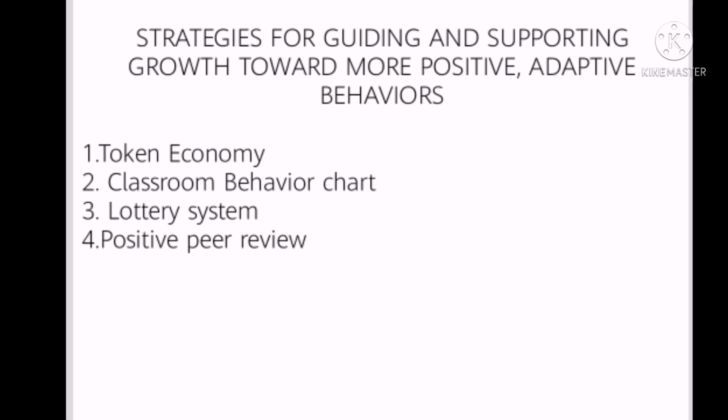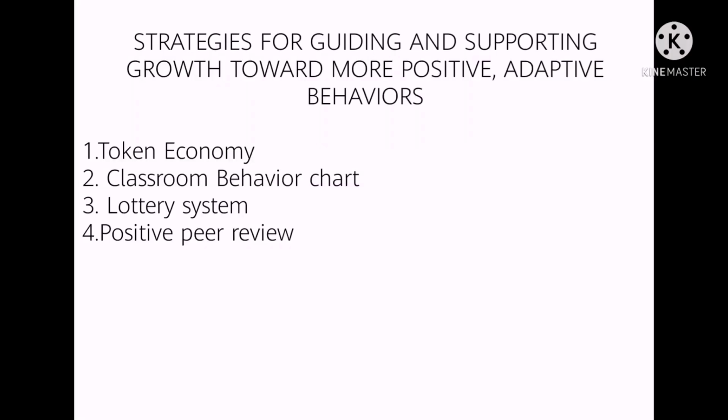So number 2 is the classroom behavior chart. This may appeal to any competitive nature in the student. Students who are behaving progressively will see themselves rising up the charts and surpassing others. Number 3, lottery system. This one is simple. Students who show positive behavior place a ticket with their name on it in a jar. Once or twice a week, the teacher will draw out a winner and award a prize.